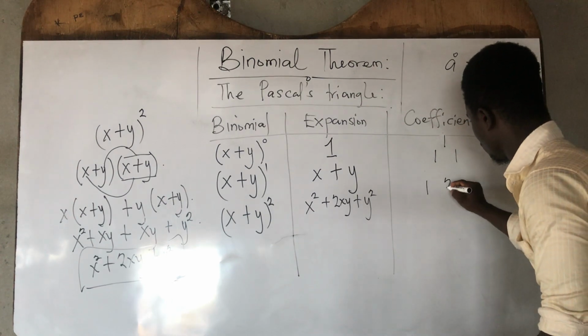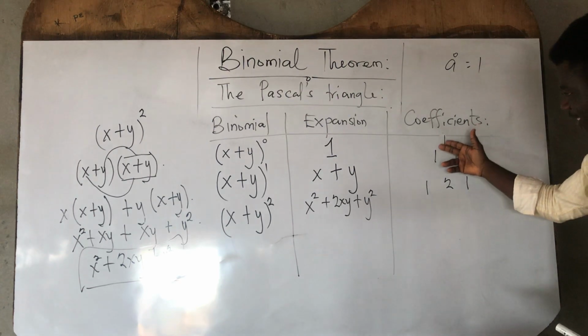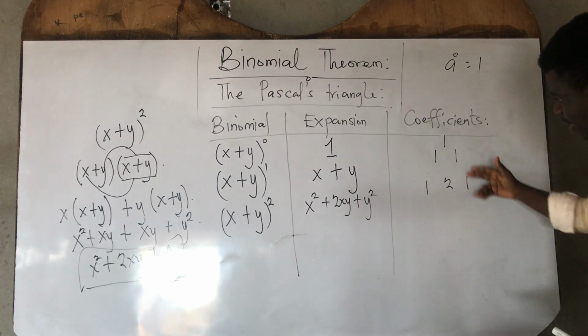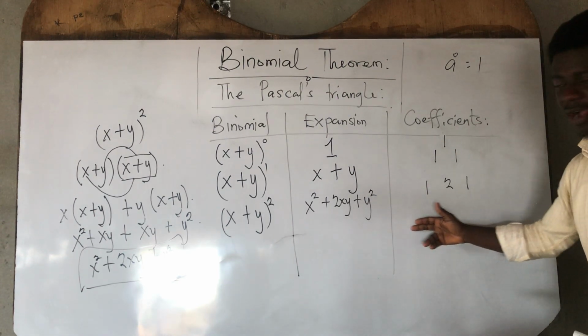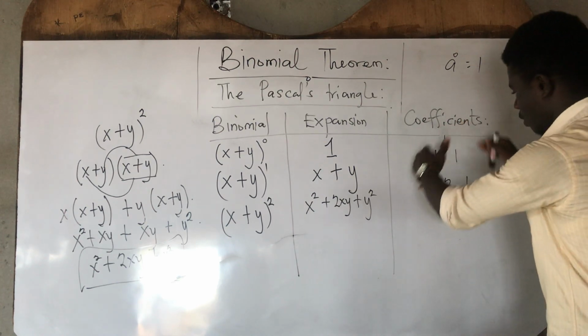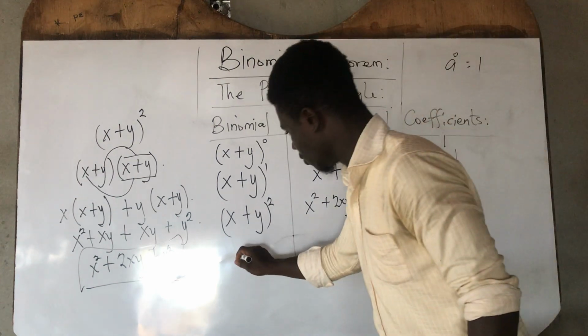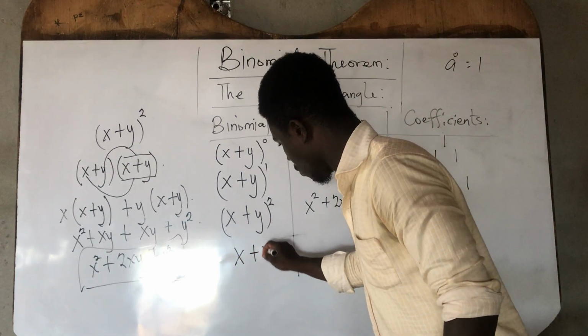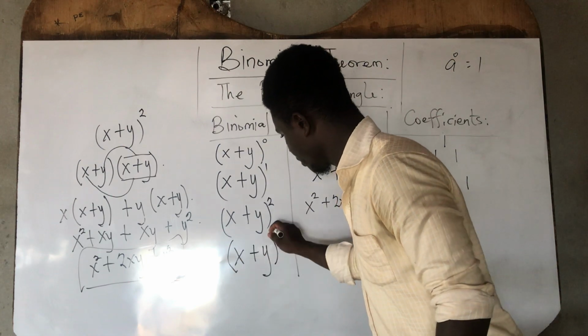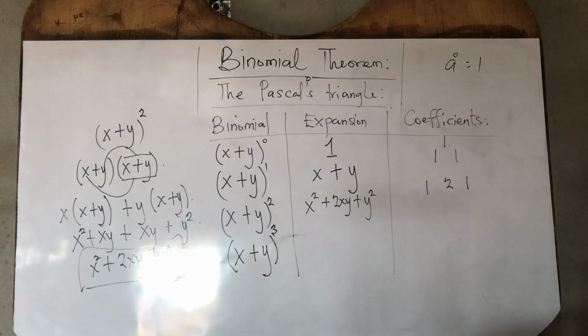So 1, 2, 1. I believe you can see how the pattern is moving. It's forming what? The triangle, right? You can see the numbers are forming the triangle. Alright, let's see the next one, which is x plus y to the power 3.